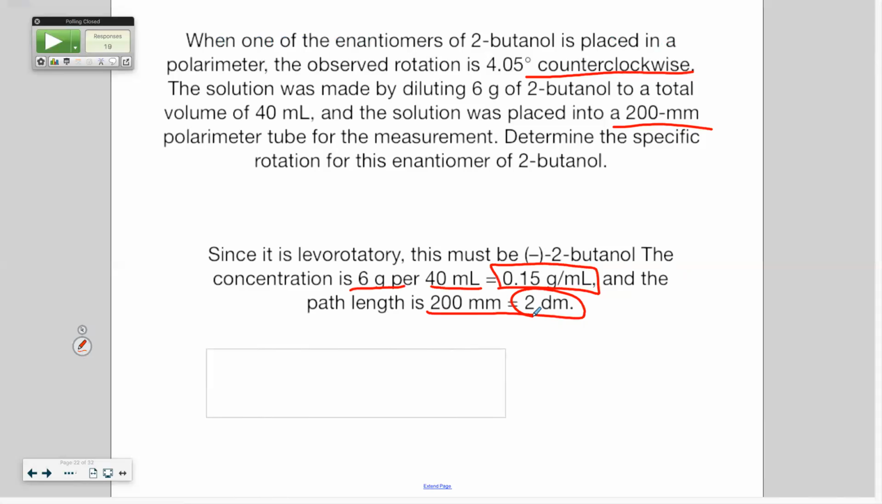So what did you get for your number now? If you calculate the specific rotation, what was the little equation? Specific rotation, alpha in the square brackets, equals alpha divided by C times L.